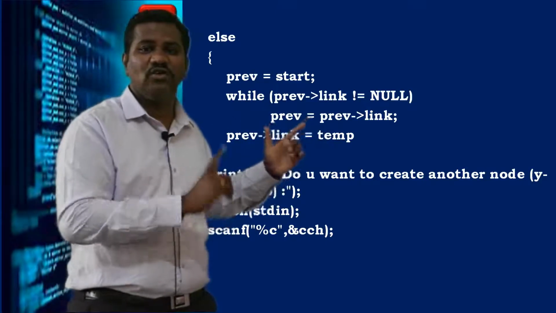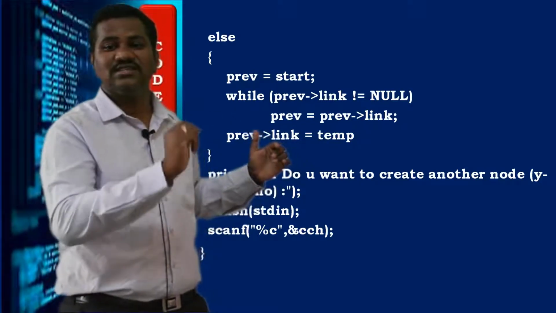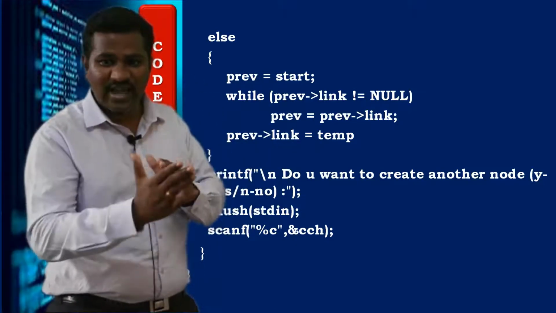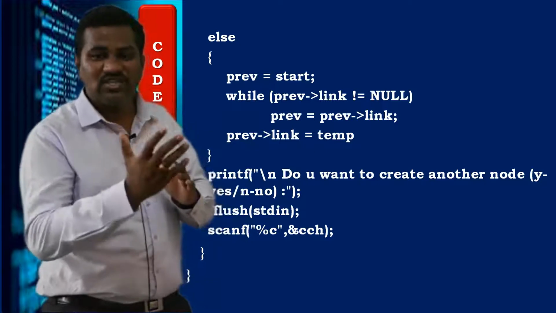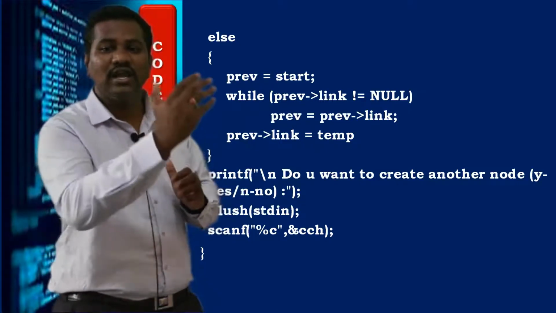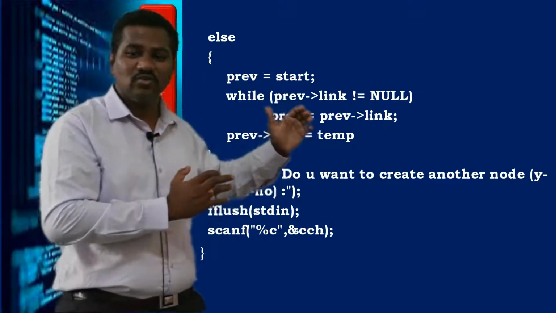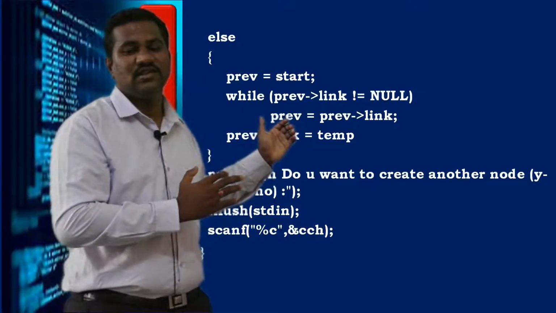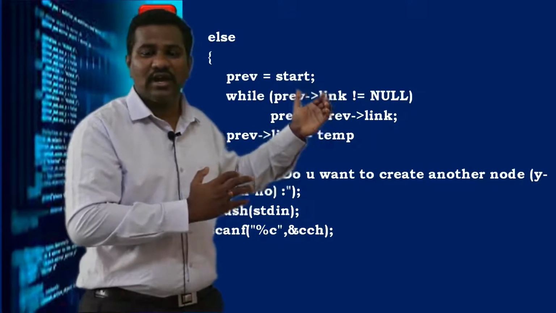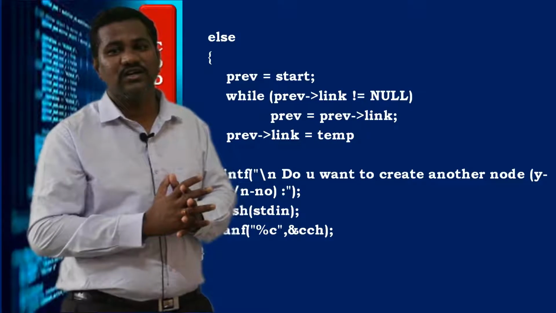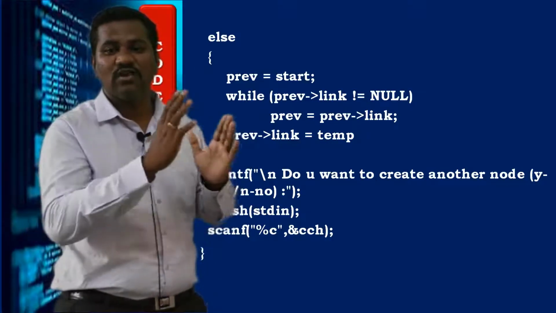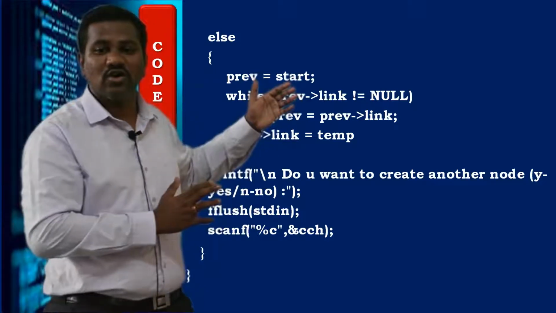Inside this while loop, we have only one instruction: previous is assigned previous arrow link. Going with the right-hand side of the assignment operator, previous contains 1000, and its arrow link contains 2000. That 2000 is stored in previous. Now we check whether 2000 arrow link is not equal to null. The condition is false, because the 2000 link contains null. It comes out of the while loop.